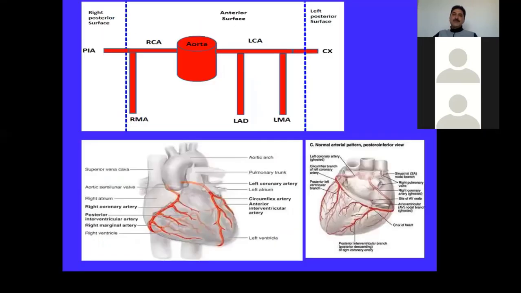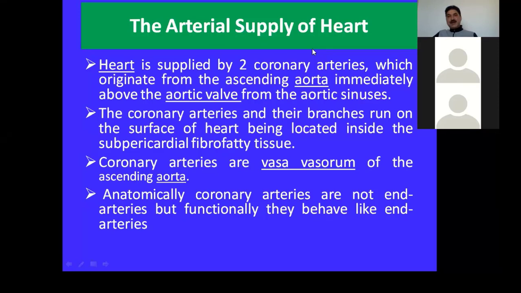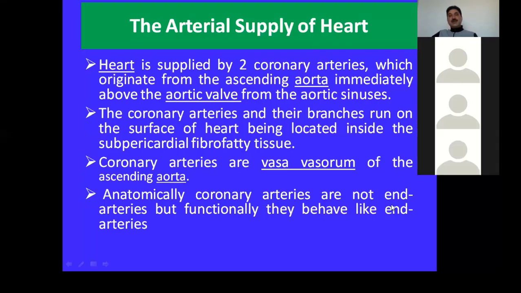Yes, sir. So coming to the arterial supply of the heart. The heart is supplied by two coronary arteries, which originate from the ascending aorta immediately above the aortic valve, from the aortic sinuses. The coronary arteries and their branches run on the surface of the heart, located inside the subpericardial fibrofatty tissue. That is why I told you in a fresh specimen of the heart, you cannot see these vessels because they are buried in the fibrofatty tissue. Coronary arteries are the vasa vasorum of the ascending aorta. Anatomically, coronary arteries are not end arteries, but functionally they behave like end arteries.